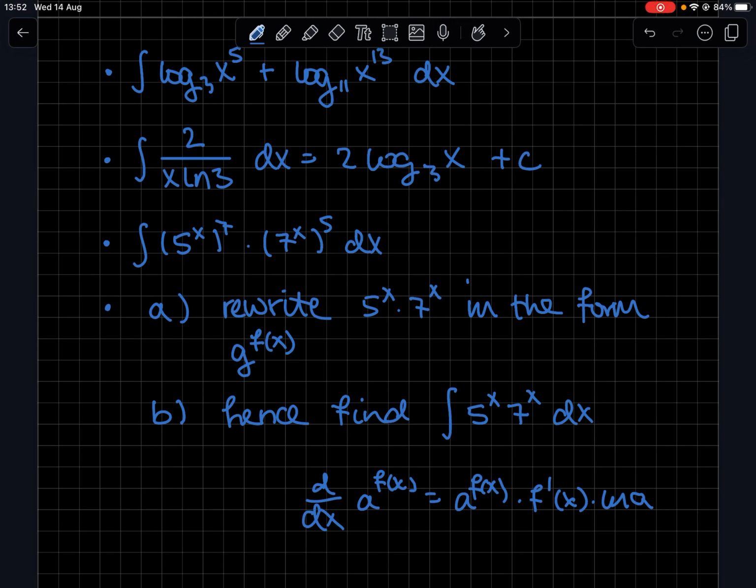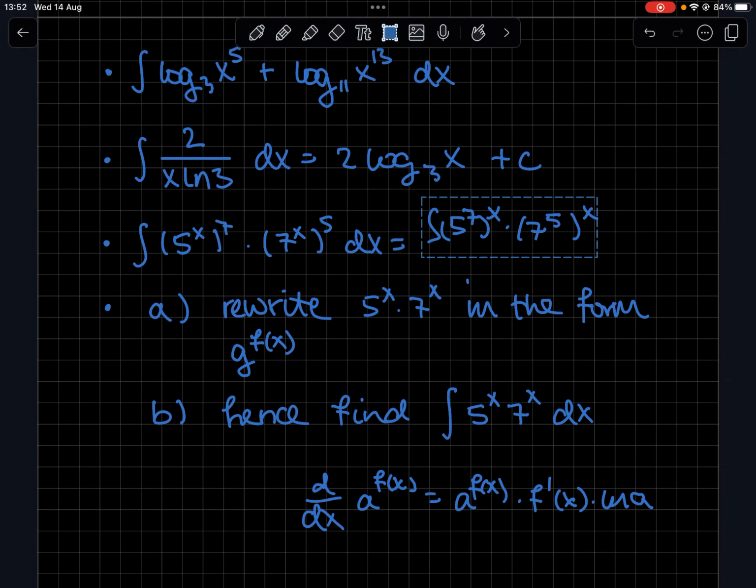Okay, next question. 5 to the power of x to the power of 7 times 7 to the power of x to the power of 5. Now what you can do is exchange these 2 exponents as well as these 2 over here. So we can rewrite this as the integral of 5 to the power of 7 to the power of x times 7 to the power of 5 to the power of x.